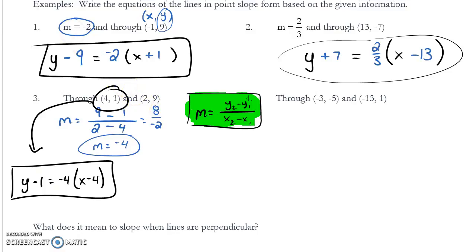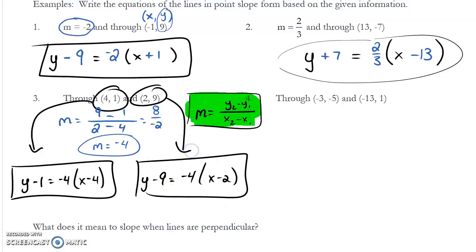Or I could use this point, and my equation looks different. y minus 9 equals negative 4 times x minus 2. That's if I use this point. You will not be required to do both. You will only be required to do one, and it will not matter which one. Press pause and try number 2, please, or number 4, please.